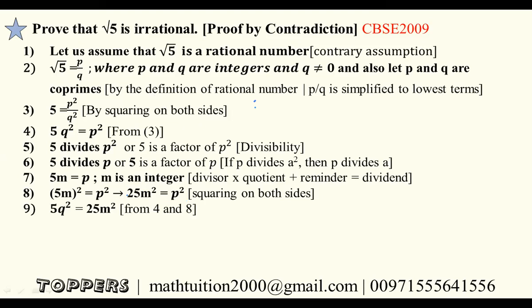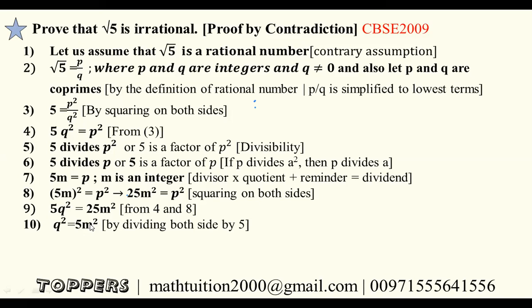This is from 4 and 8. Now divide both sides by 5. If you divide both sides by 5, 5q square by 5 is q square, 25m square by 5 is 5m square. Now see, here q square equal to 5m square, right?